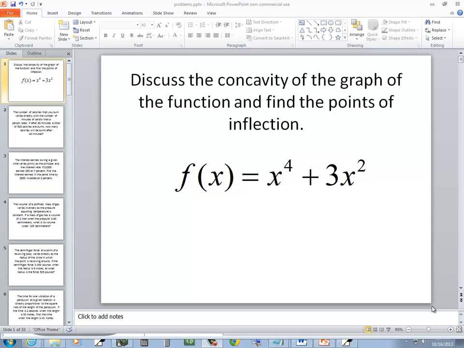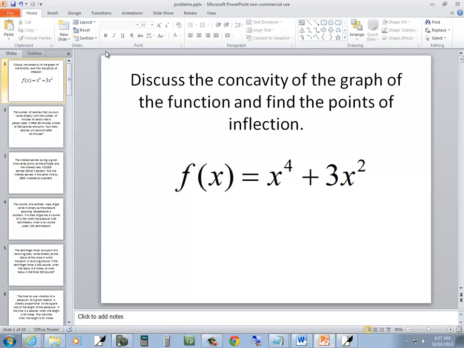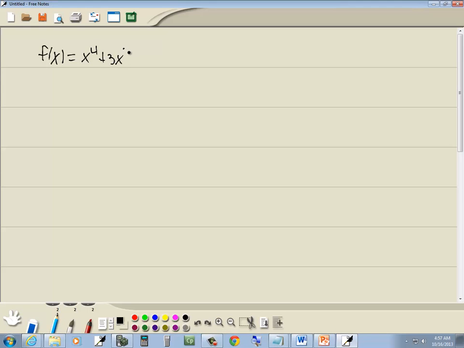In this problem, we'll discuss concavity and find the points of inflection of this function. So we got f of x is equal to x to the fourth plus 3x squared. Well, our first step is to find the second derivative. So f prime, take your power, put it out in front, lower it by 1, plus 3, take your power, put it out in front, lower it by 1. So that's 4x to the third plus 6x.